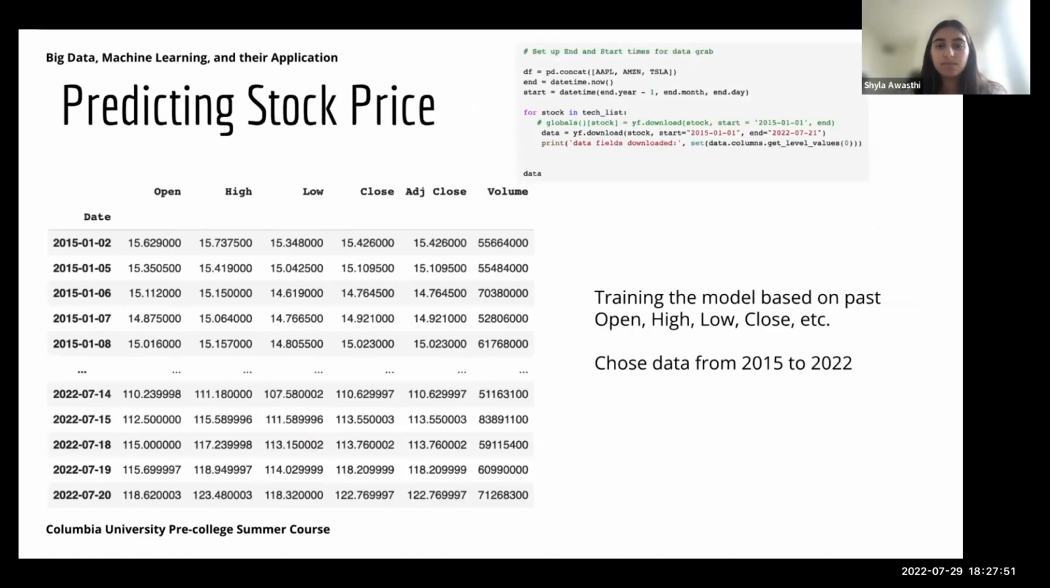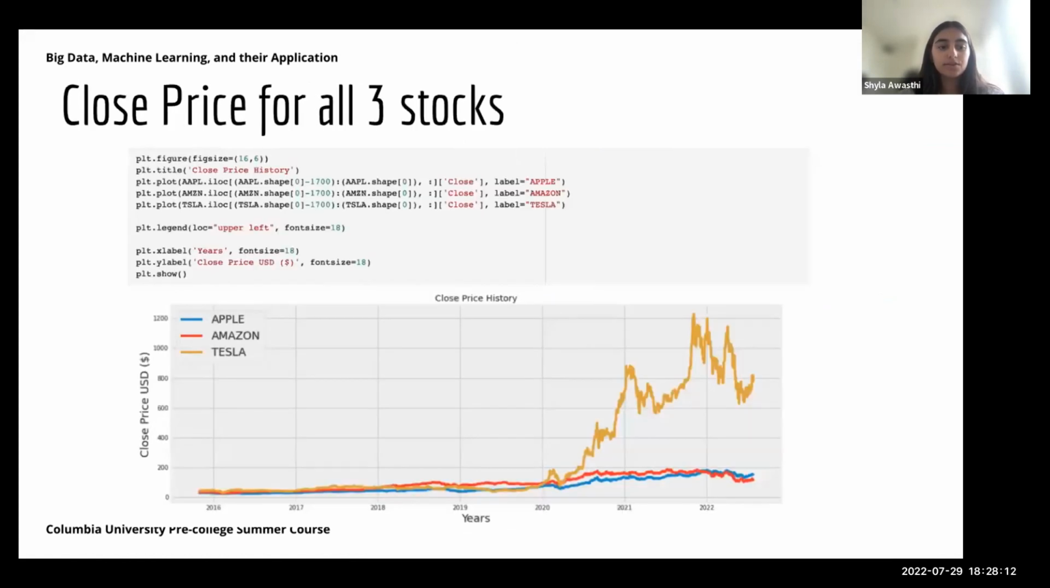So for predicting the stock price, we are training the model based on past market performance. So we looked at the open, the high, the low, the close for each stock, and we chose from 2015 to 2022. So the model will be trained on data in that time frame. And this graph is for the close price for Apple, Amazon, and Tesla from 2015 to 2022.